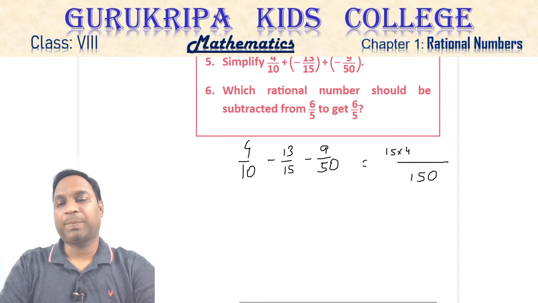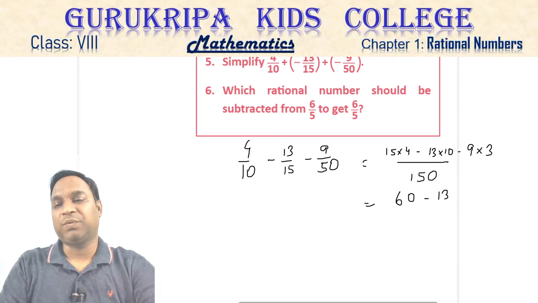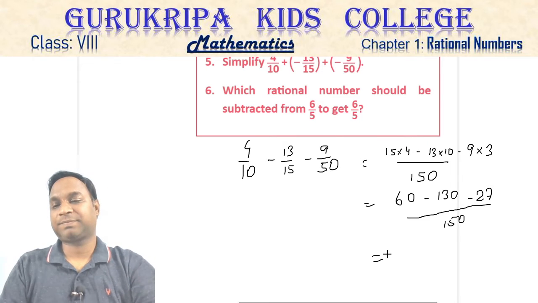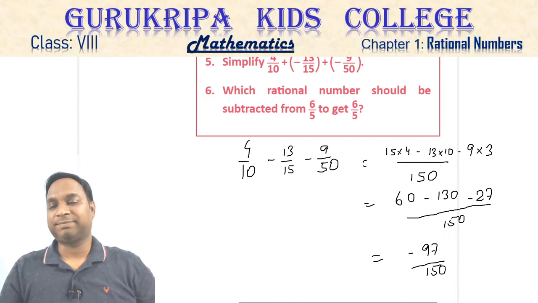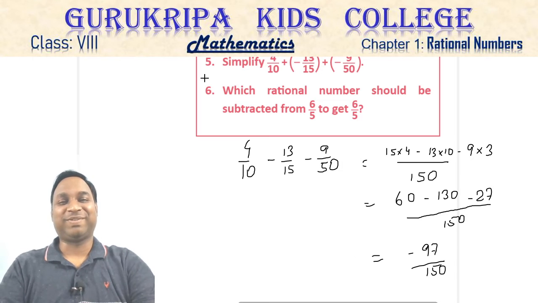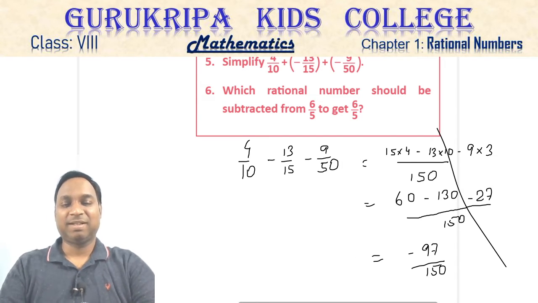15 into 4 minus 13 into 10 minus 9 into 3. That will be 60 minus 130 minus 27 divided by 150. What will this give you? Minus 97 by 150. Isn't it? यही आएगा? Was it difficult? Not so difficult at all. Now come to the last question.